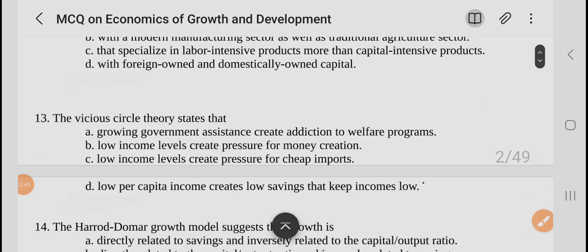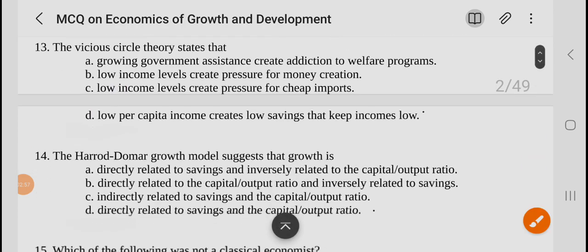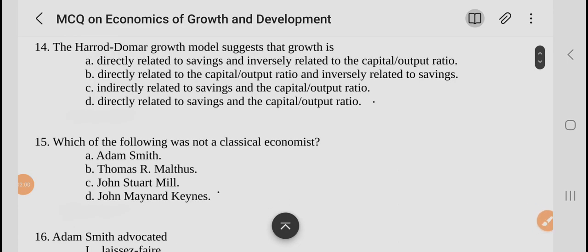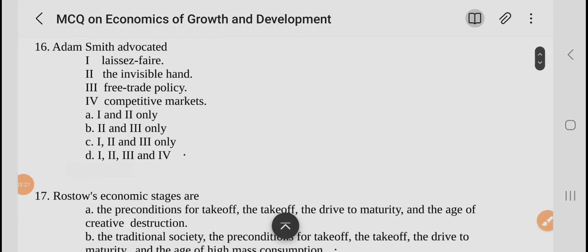Next one, vicious cycle theory states that low per capita income creates low savings that keeps incomes low is the right answer. Next one, the Harrod-Domar growth model suggests that growth is directly related to savings and the capital output ratio. Which of the following was not a classical economist? Adam Smith was a classical economist. Thomas R. Malthus, yes. John Stuart Mill, yes. These three are the classical economists, whereas John Maynard Keynes is not a classical economist.